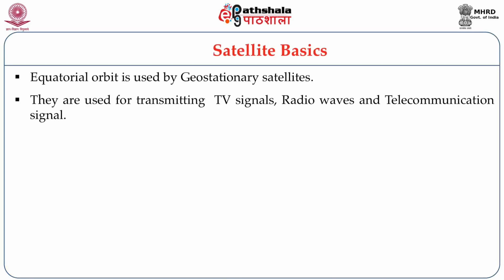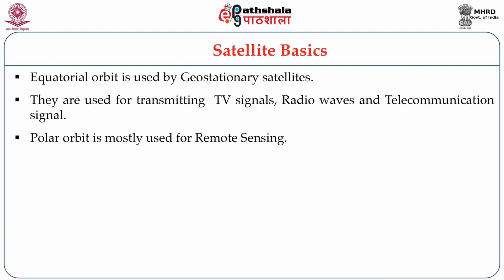Usually these geostationary satellites are used for communication purposes, like transmitting TV signals, radio waves, or telecommunication signals. So they are mostly used in telecommunication purposes, or sometimes they are also used by the defense establishments or for some strategic purposes, to constantly observe a particular region, to observe the movement of the troops, or to have observations about similar things. For remote sensing, the polar orbit is the most useful orbit.